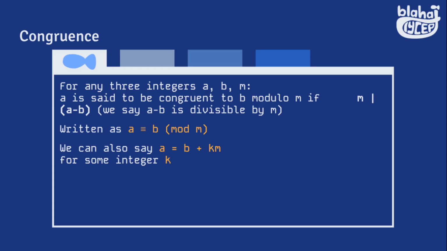Now, quick question. Is negative 1 congruent to 2 modulo 3? The answer is yes, because negative 1 divided by 3 is equal to negative 1 remainder 2. Because negative 1 times 3 is negative 3, and then negative 3 plus 2 is negative 1.